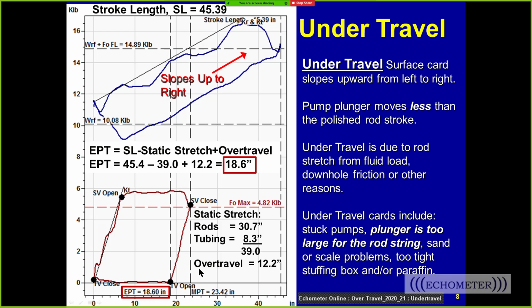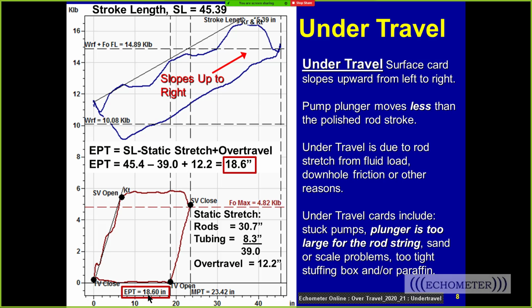And then since we're not pumping at 0 strokes per minute, we're getting an additional downhole stroke increase of 12 inches, and I call that over travel. And so you take the total surface stroke minus 39 inches of stretch plus the over travel, which equals the 18.6 inch downhole stroke.